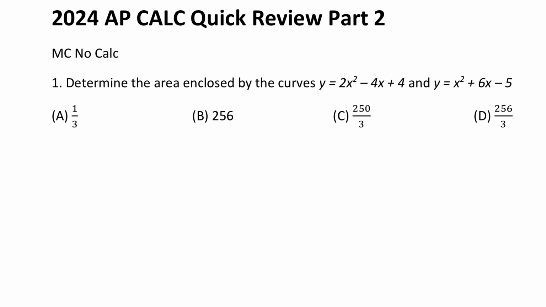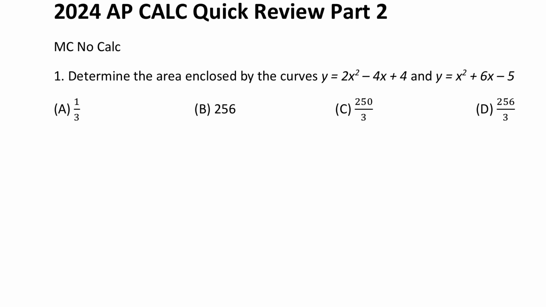So the first one says, determine the area enclosed by the curves y equals 2x squared minus 4x plus 4 and y equals negative x squared plus 6x minus 5. All right, so let's take a look at what we have here. Since this is no calc, what I suggest is taking a look at these two curves to try to determine which is the top curve and which is the bottom. Now you can plug in various points. You could start with 0, 1, 2, whatever. Just easy points to get values to see which is greater.